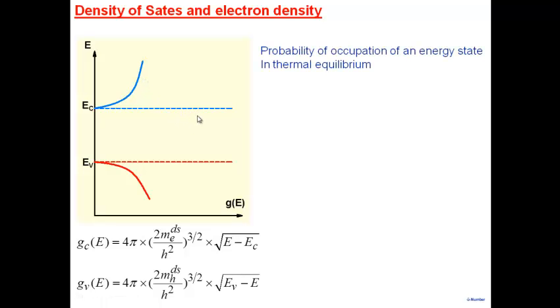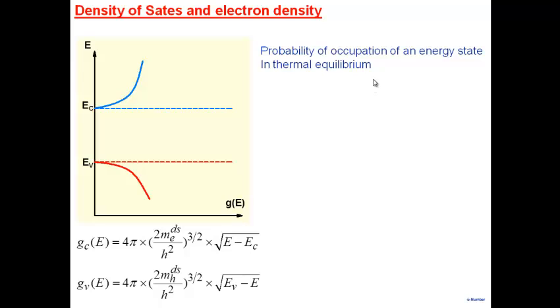So now that we know density of states, we want to calculate how many electrons are there in the conduction band, because those are the free electrons that can contribute to current. And similarly, we want to know how many holes are there in the valence band. Okay, n and p here.